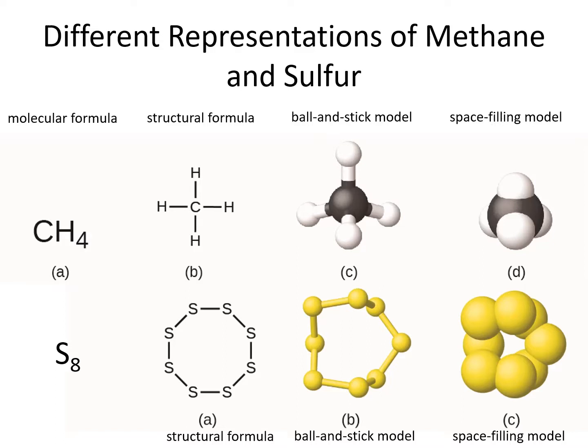A ball and stick model gives us a 3-dimensional picture of the molecule, while still showing us the attachments between the atoms. We can see from the ball and stick models of methane and sulfur that the molecules are not flat, even though the structural formula is drawn flat. The space-filling model is the most accurate in showing how much space the atoms actually take up. It does not show the connections between atoms as clearly as the ball and stick model, so different models are used for different applications.